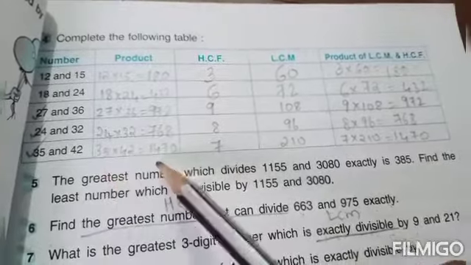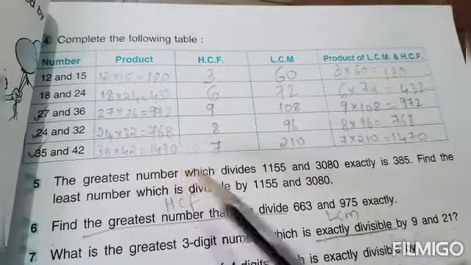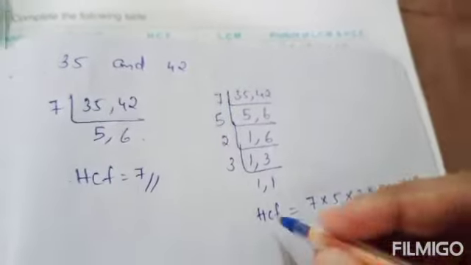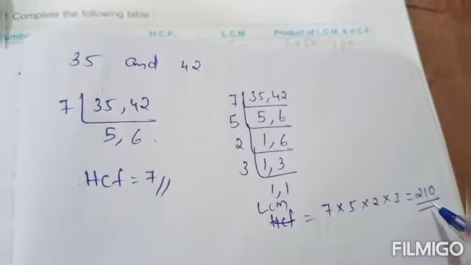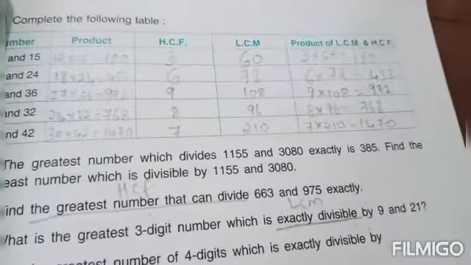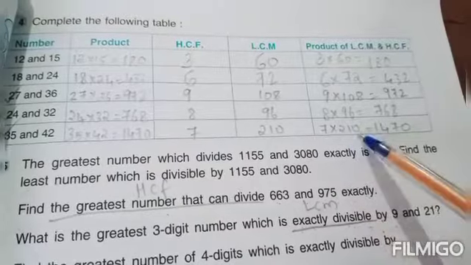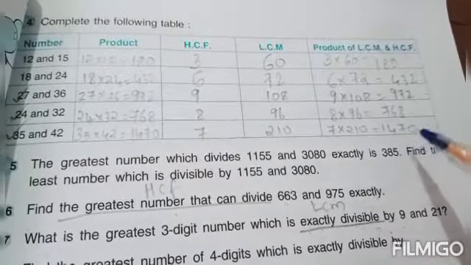Product you will get 1470. Then HCF is 7 and LCM is 210. So product of LCM and HCF you will get 7 into 210, 1470.